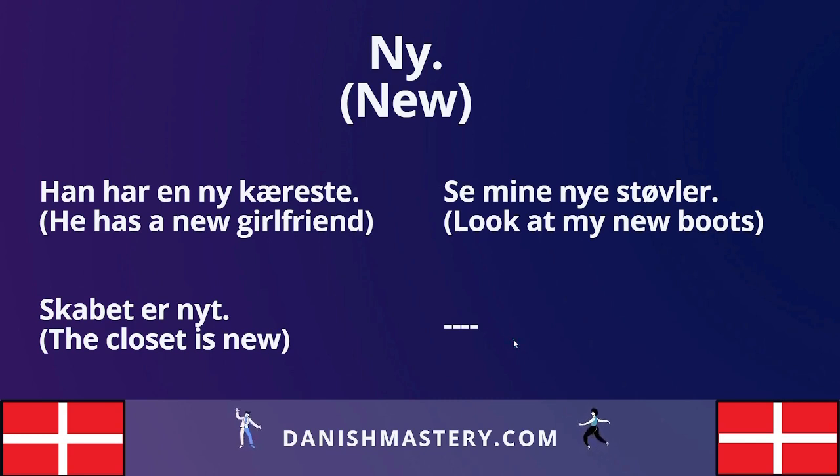And you have ny. Ny. And ny means new. Right? So the pronunciation is similar, but it's important that you say it right, so you don't accidentally say new, like you were trying to put new in there. It's shortened ny, just like that. Okay? Nice. So, yeah, han har en ny kæreste. He has a new girlfriend. Okay. Han har en ny kæreste. Ja.